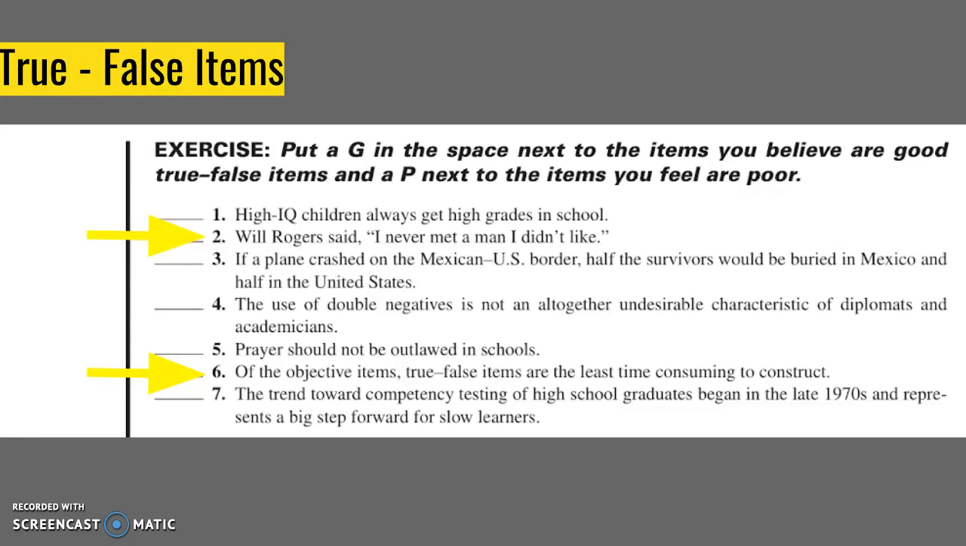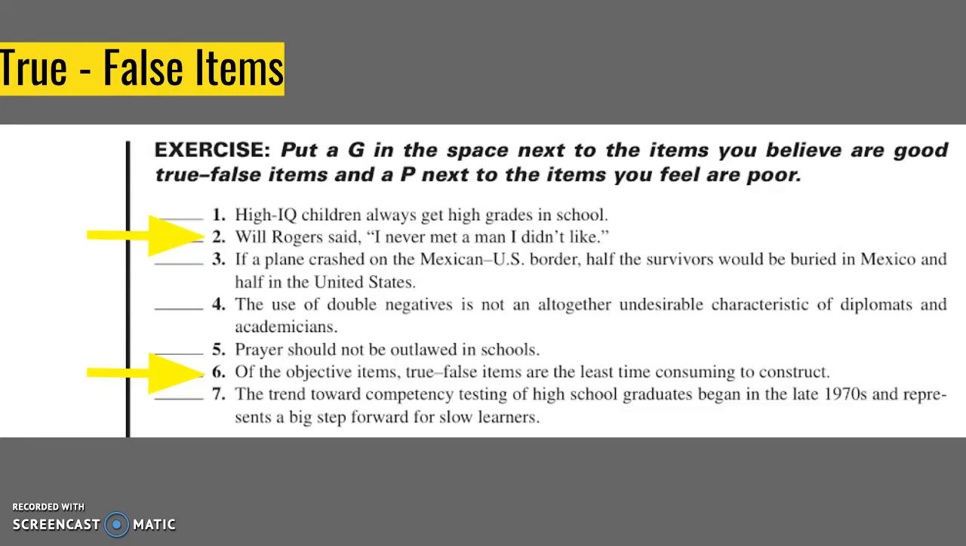Okay, so let's take a look at these. And again, this is from page 108. So we're going to take a look at each one, and this is probably a few things that you even shared with your partner next to you. So number 1, that would be a poor question. High IQ children always get high grades in school. It's that word always.